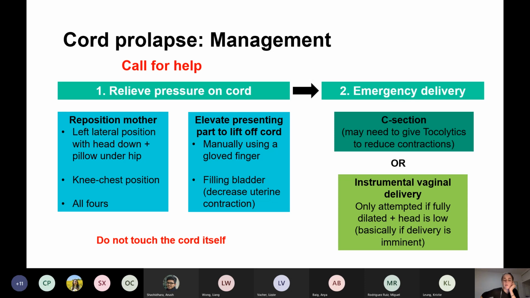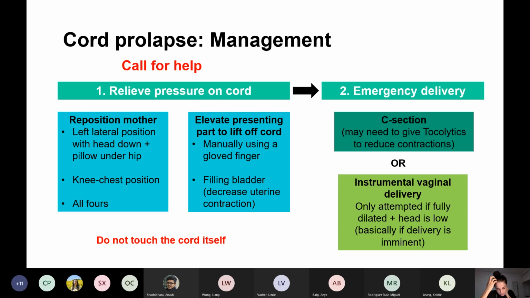Then the other thing to do is elevate the presenting part off the cord. You can do this by literally putting your hand into the vagina and pushing the baby off the cord. And you don't want to touch the cord itself, because if you touch the cord, you can trigger vasospasm to occur. So you just want to push the baby off the cord.